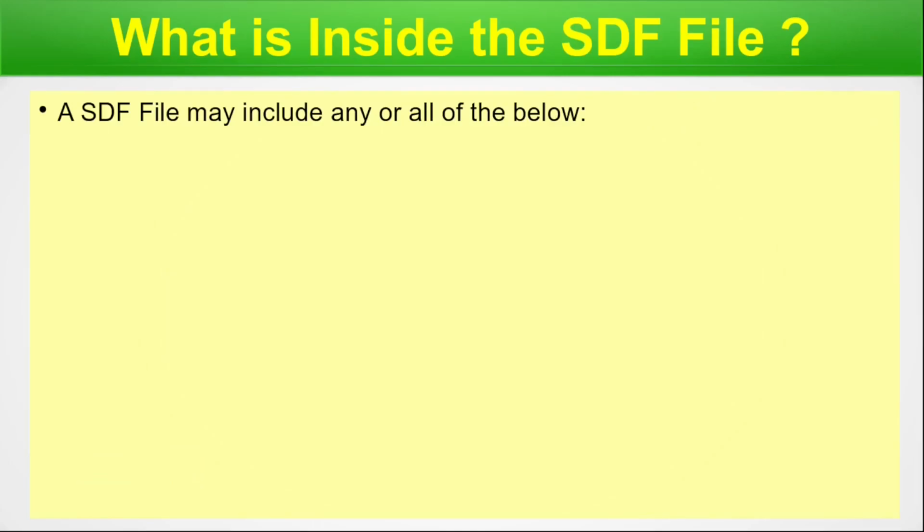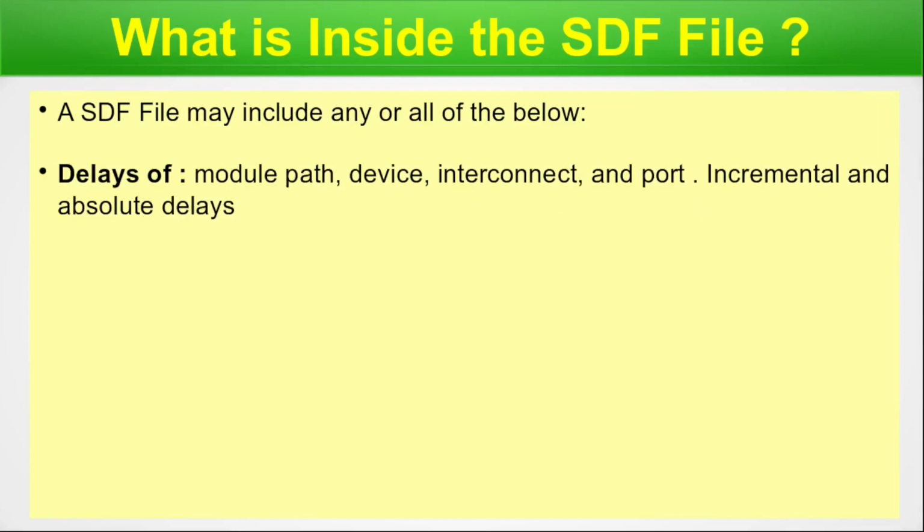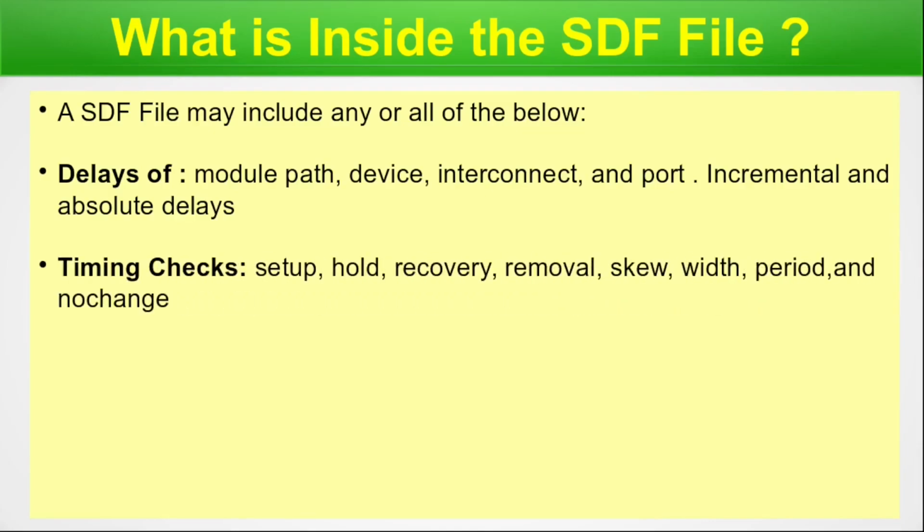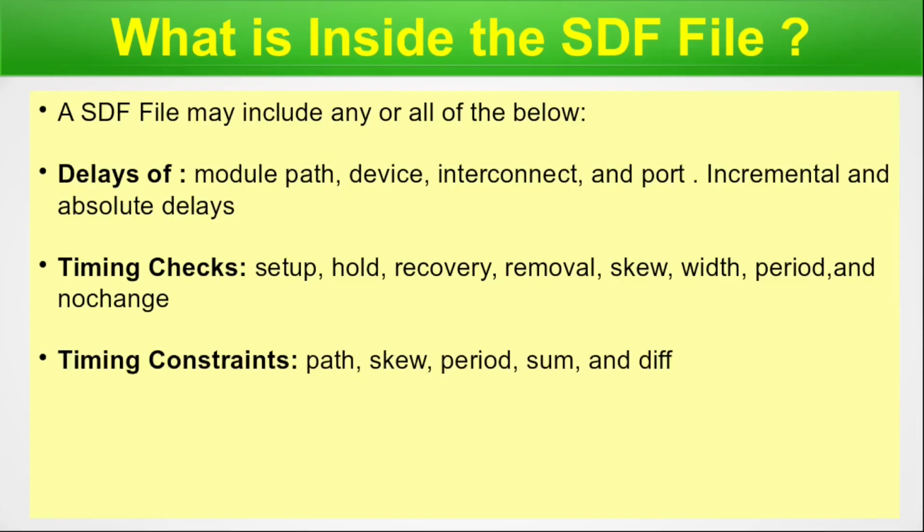An SDF file may include any or all of the below things. Delays of module path, device, interconnect and port, incremental and absolute delays. Those are all the kinds of delays that can be inside the SDF file. Next come the timing checks: setup, hold, recovery, removal, slew, width, period and nochange. All these types of timing checks can be included inside the SDF. Timing constraints: path, slew, period, sum and diff. All these types of timing constraints can be included in the SDF file.